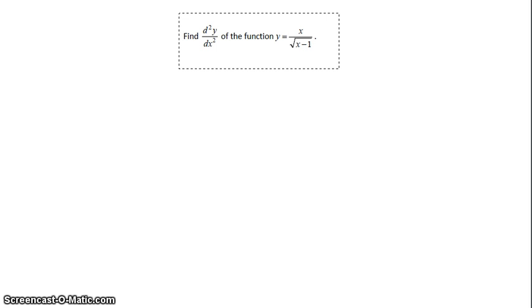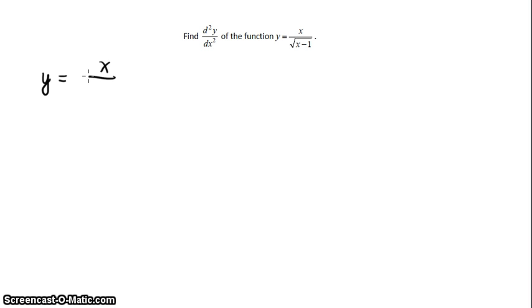The problem becomes complicated only because of the given expression. So let's start with finding the first derivative. Okay, so let's have y equal to x over the square root of x minus 1. To get the first derivative, we apply the quotient rule.